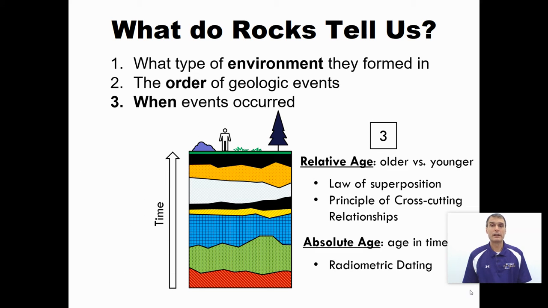The third thing that rocks tell us is when those events occurred, okay? And we use a couple of concepts that we're going to talk about later in this class called relative age and absolute age, and some ideas that help us understand the order in which these rock layers should be based on our understanding of how things happen.